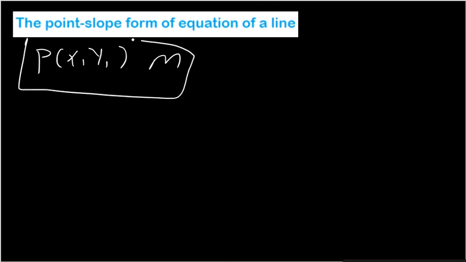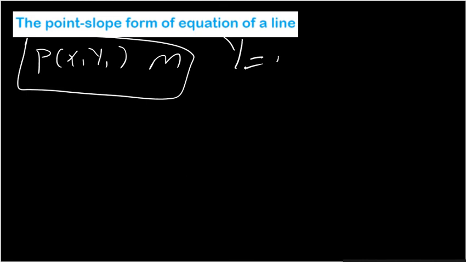Okay, the first case, it says the point-slope form of equation of line. This time, we need 1 point, let's say a point P, which is x1, y1, and the slope is given to you. So how to find the equation of line? 1 point and the slope is given to you. The equation of the line will be y minus y1.